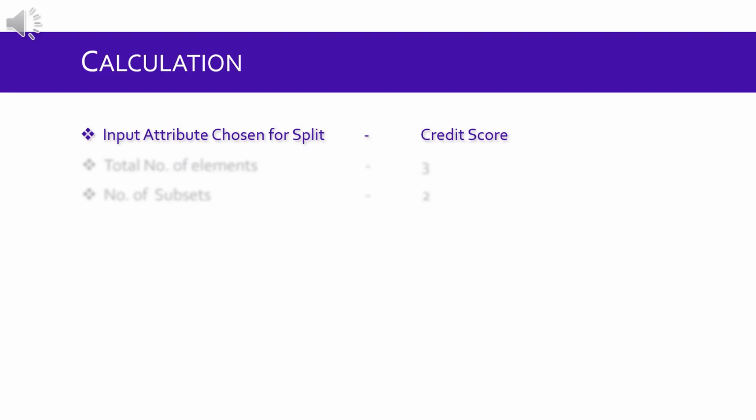Credit score is chosen as the attribute for splitting data. The total number of elements, that is the number of loan seekers, is 3. The number of subsets is 2.